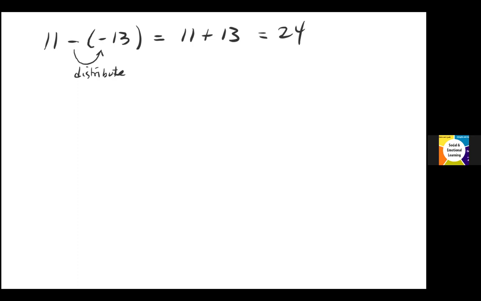What about if I had negative 11 minus 13? What is negative 11 minus 13? Negative 24. It's going to be negative 24. Does everybody see why it's negative 24? Yes. We could think about the number line here.